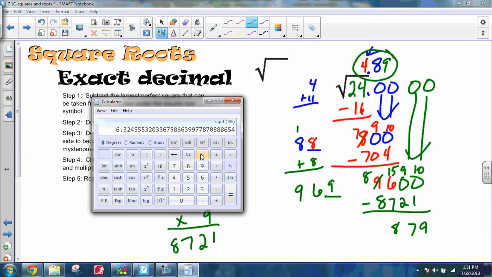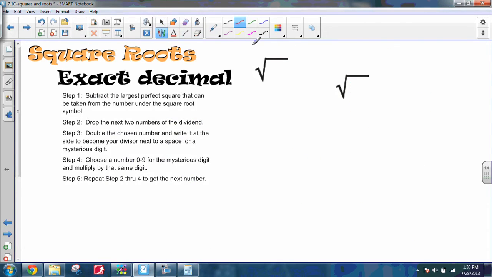So let's see how we did. This 24, let's take the square root of that number. We get 4.89. So we are correct. All right. For our last example, let's find the exact decimal of 74.